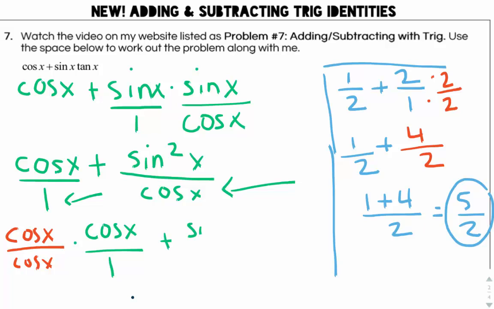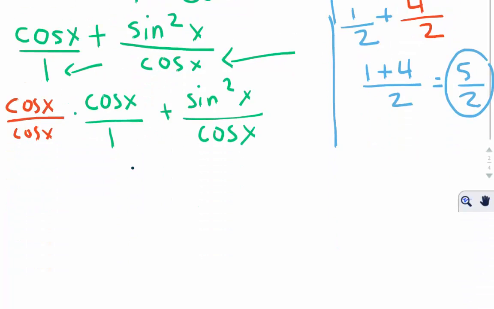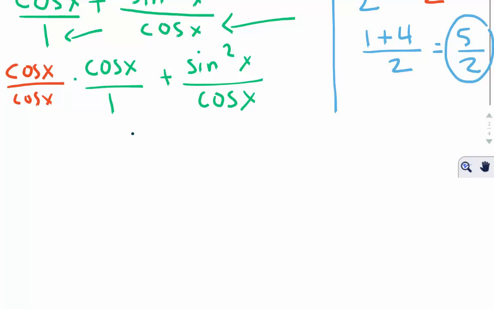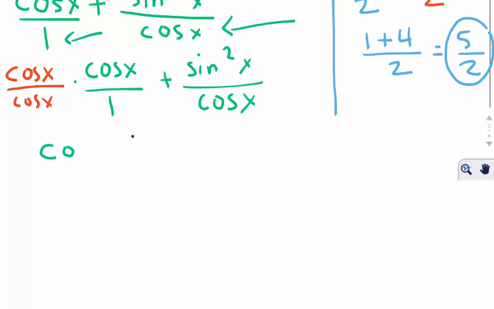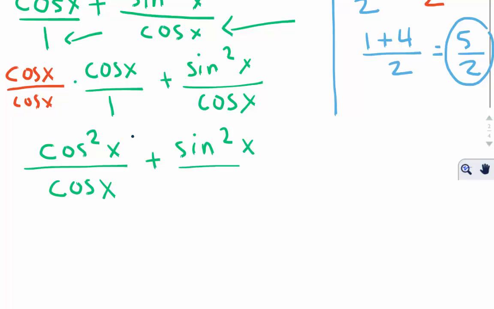And over here I still have plus sine squared of x over cosine of x. I don't want to neglect that section. Alright, let's move on up. So, let's see what happens with our first fraction. Cosine of x times cosine of x becomes cosine squared of x over cosine times 1 is cosine of x. Yes, we have a common denominator. Plus sine squared of x over cosine squared of x.